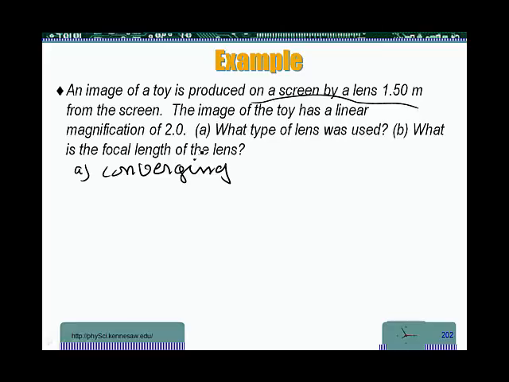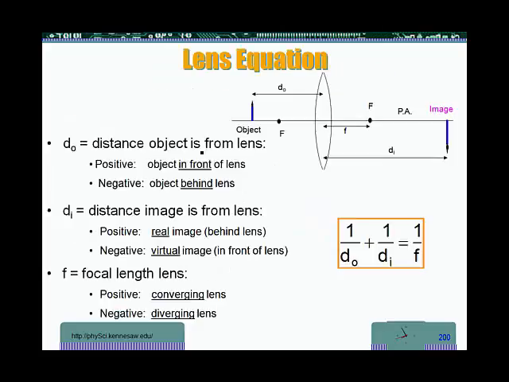This is sufficient for the answer here. We cannot specify what kind of shape the lens has. It has to have some convex part of it, but the other side does not have to be convex. So we just stick to convergent. It's a convergent lens. Now, what about the focal length of this lens? To find the focal length of the lens, I'm going to have to use the thin lens equation.